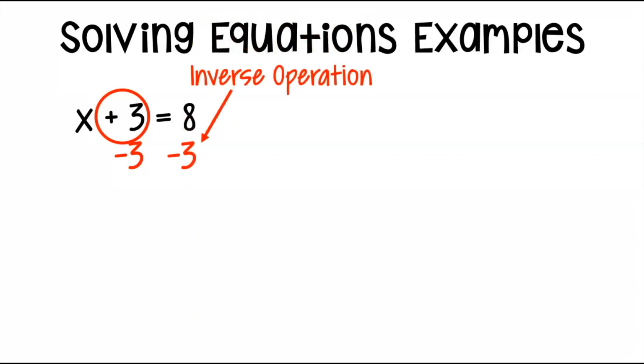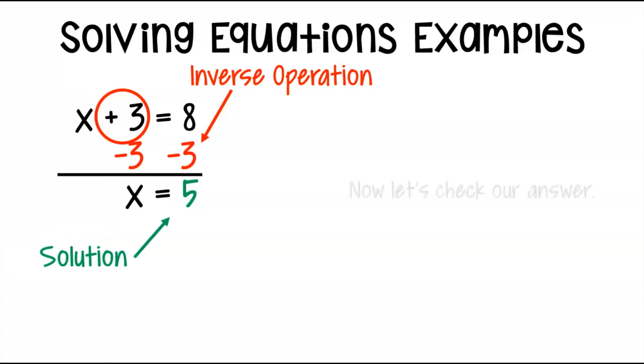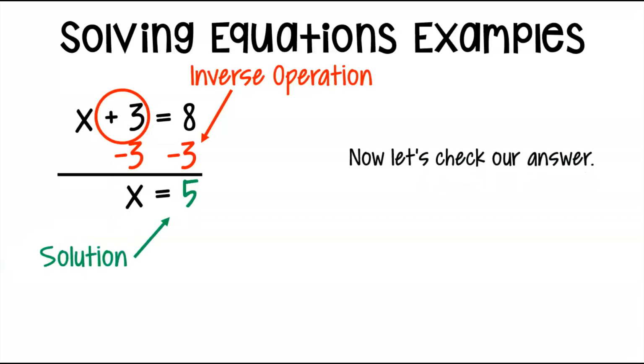That was the inverse operation step. When I do the math, I'm going to get that x equals 5. Remember, if we started with x, we added 3 and then took those 3 away, we're back to the x that we started with. And 8 minus 3 equals 5. That's your solution. Now let's check the answer.